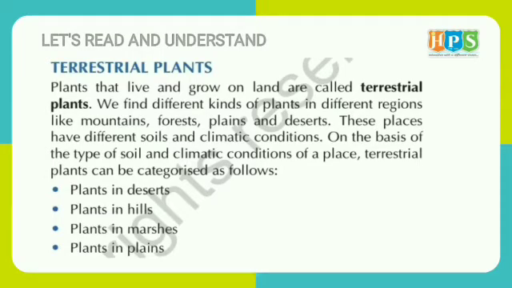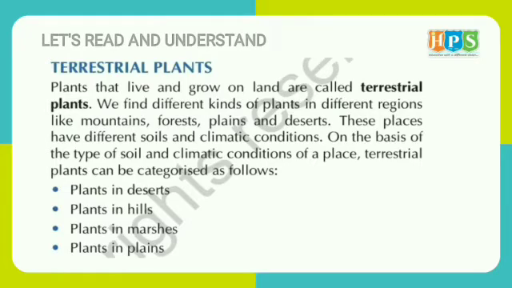Terrestrial plants. Plants that live and grow on land are called terrestrial plants. We find different kinds of plants in different regions like mountains, forests, plains, and deserts. These places have different soils and climatic conditions. On the basis of the type of soil and climatic conditions of a place, terrestrial plants can be categorized as follows. For example, plants in deserts, plants in hills, plants in marshes, and plants in plains.